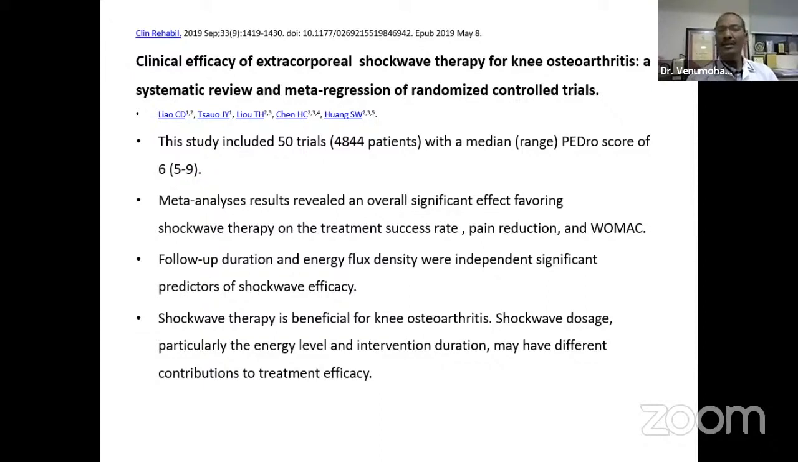The meta-analysis results revealed an overall significant effect favoring shockwave therapy in the treatment rate, in the reduction of pain and WOMAC score. The follow-up duration, energy, and flux density were independent significant predictors of shockwave therapy. It is found that shockwave therapy is beneficial for knee OA. The shockwave dosage, particularly the energy level and intervention duration, may have different contributions to treatment efficacy.